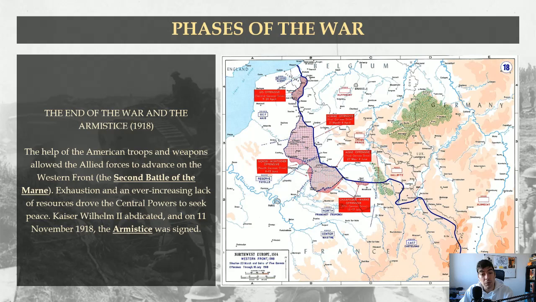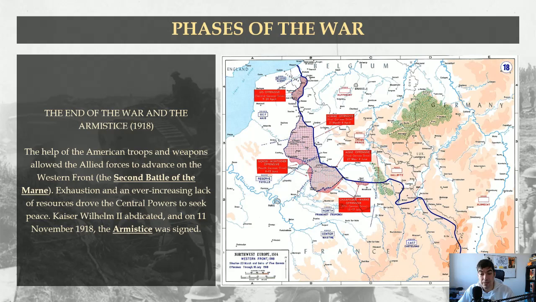With the help of the American troops and weapons, the Allied forces managed to advance on the Western Front after the Second Battle of the Marne, and the exhaustion and an ever-increasing lack of resources, mostly food, drove the Central Powers to seek peace.